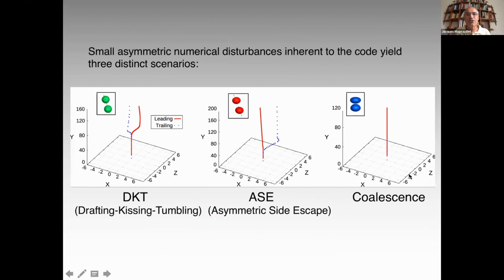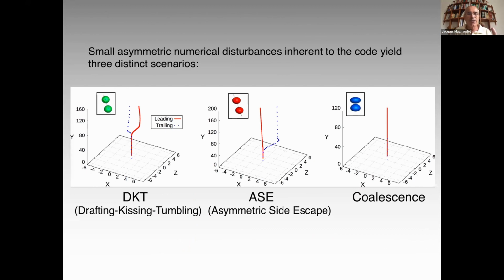And this is just a summary of the 3 regimes we were able to identify in the simulations. So again, on the right is the coalescence regime, which most of the time is axisymmetric. So I will not speak more about this regime because of the lack of time. So I will focus on the red and green regimes.